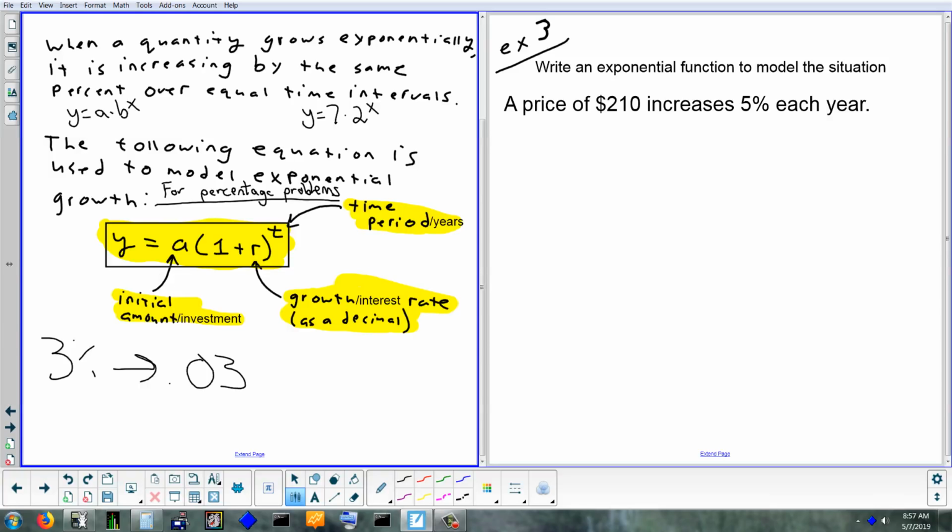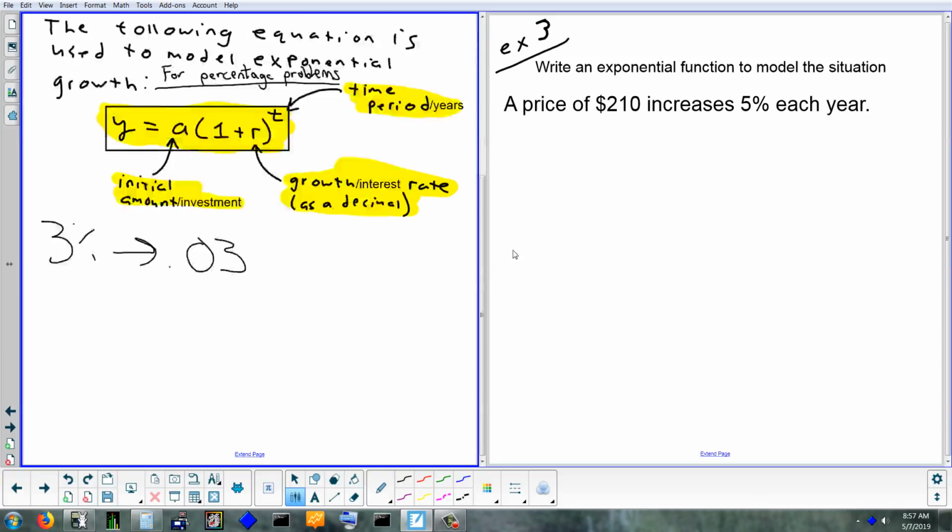How long? 3 years, 7 years, 8 years, whatever. All right. So the biggest thing with this is you want to make sure that percentage, right? Make sure you make it a decimal. And if it's a single digit number, you're going to put 0.0, whatever the single digit is. If it's a double digit like 11, it's 0.11, right? Everybody good with this?